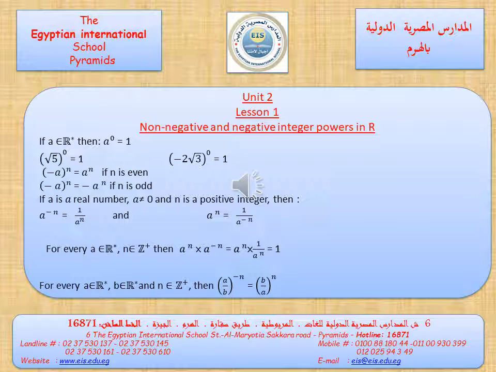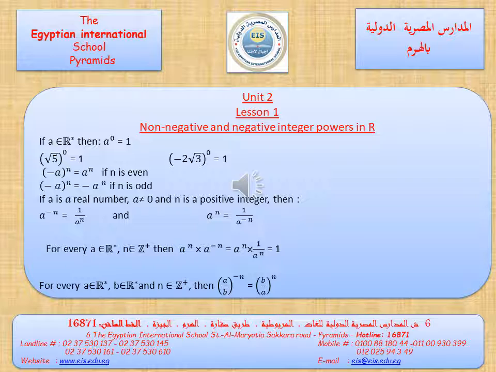Bismillahirrahmanirrahim. Today we are listening to Unit 2, Lesson 1 in Prep 2, the non-negative and negative integer power. If we have a belonging to R star, then any number to the power 0, we know that it will be equal to what? Equals 1. So, root 5 to the power 0 equals what? 1. Okay. Negative 2 root 3 to the power 0 also equals 1.